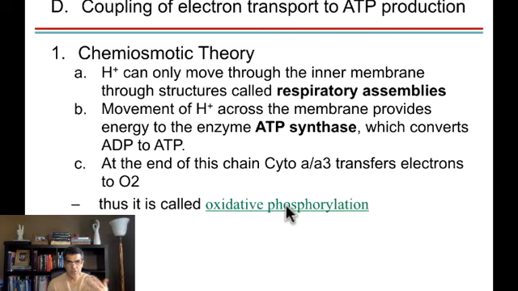Because oxygen is the last acceptor of the electron, we call this process oxidative phosphorylation, because after all, you have to phosphorylate ADP to create ATP, and oxygen is a main player here to accept electrons. So that's why this process is called oxidative phosphorylation.